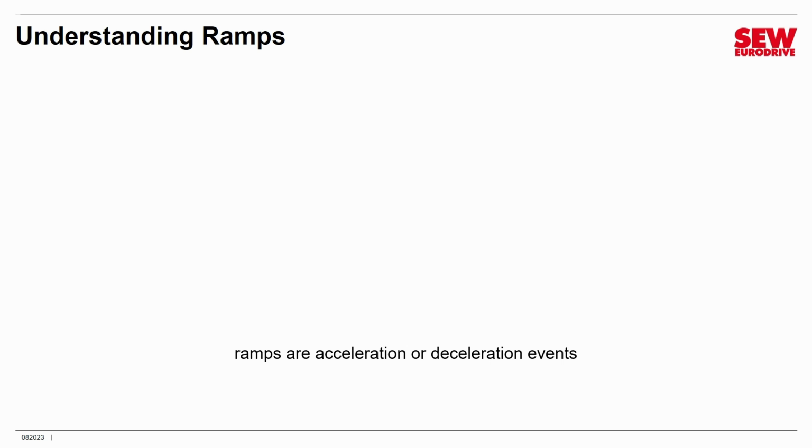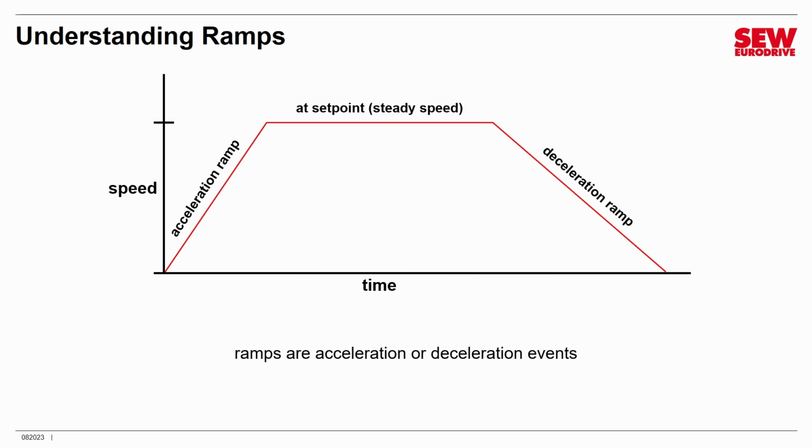Let me show you an example by showing you a graph that visually portrays what a ramp does. I think you can see why we call them ramps because that's exactly what they look like. The graph you see on your screen is a graph of speed versus time. In other words, the horizontal axis represents time and the vertical axis represents the motor's speed. Now you can see we have a number of things going on here. At the beginning, the motor is at zero speed and its speed increases over a period of time. We call this an acceleration ramp because the drive is speeding up.